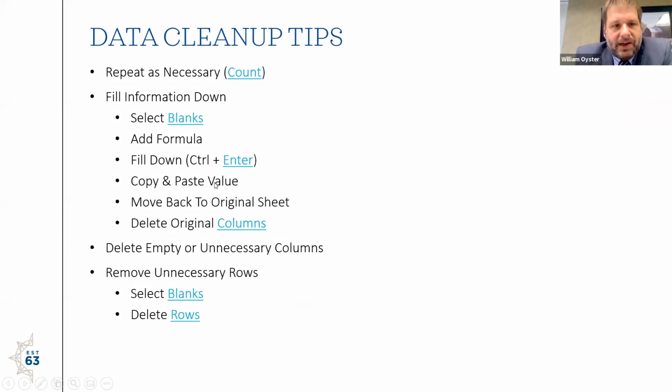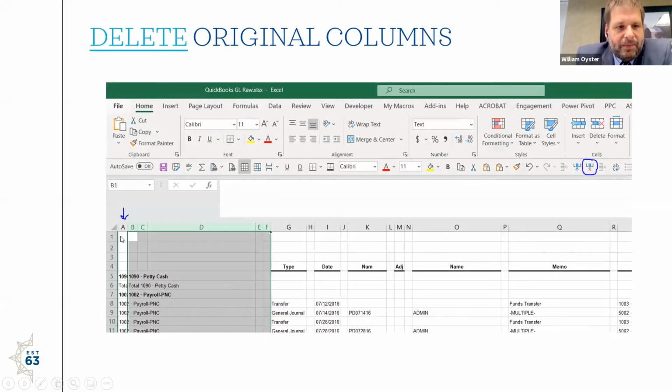Once we do that, we're going to copy and paste values over that. We don't want that to be a formula. We want it to be a static account number. And then we're going to move that information back to our original sheet. Here we didn't have anything in column A, so we're going to dump everything into column A. And then we can go ahead and delete the remaining cells in columns B through D that had the original information in them.